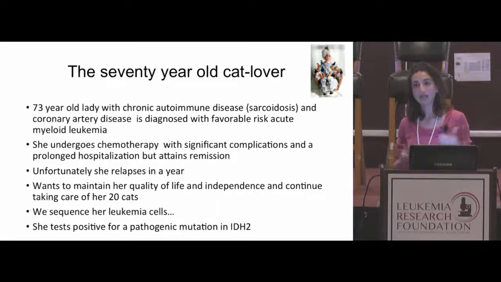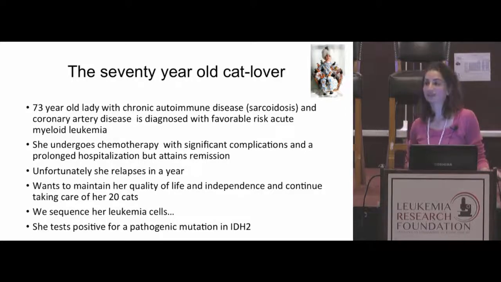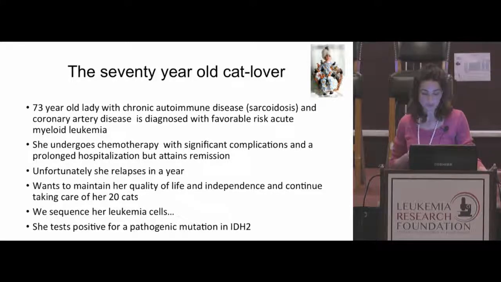So she went back to life, was back home with her 20 cats, doing the things she enjoyed doing. And then a year later, the blood count started changing and she was relapsing. And so, she has had a rocky course before, and she's very clear about the fact that she wants her independence and wants to maintain her quality of life and try and be at home as much as she can.